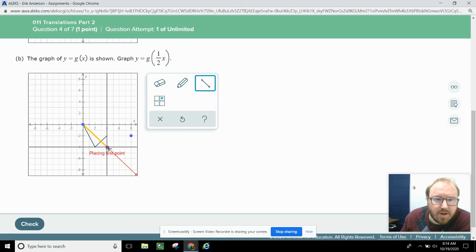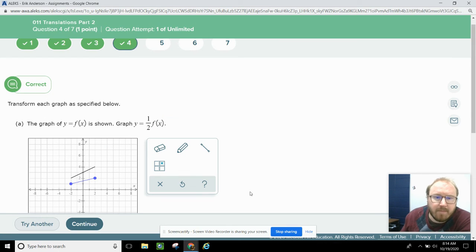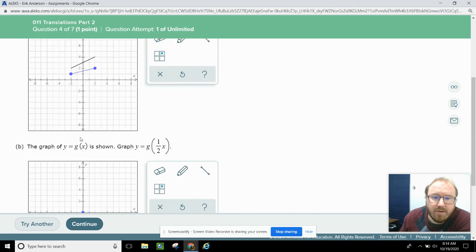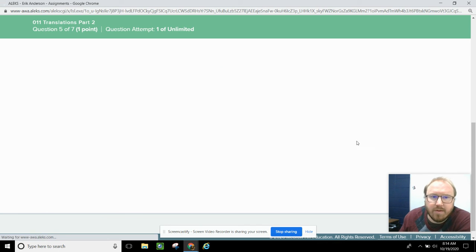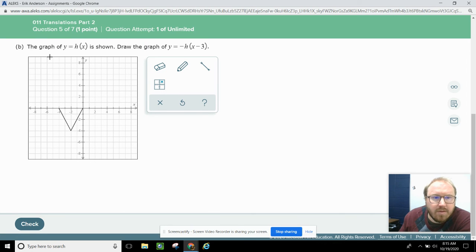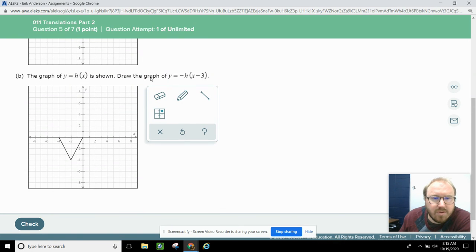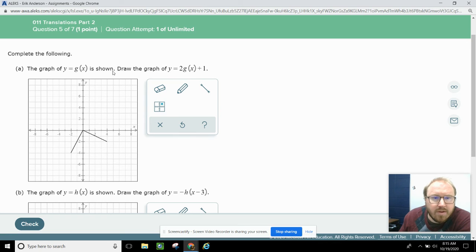Oh, notice that you've got to click the segment tool 2 times if you want to make 2 of them. So let's check those. And again, here was our vertical shrink by 1/2, and this is a horizontal stretch by 2. The graph of h of x is shown. Oh, sorry, up here. Maybe we'll divide this into 2 parts.